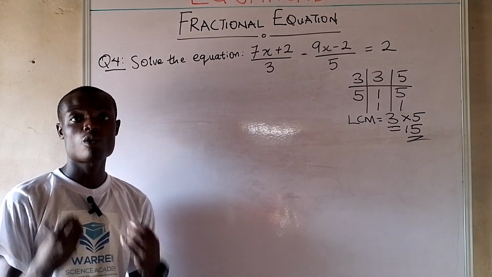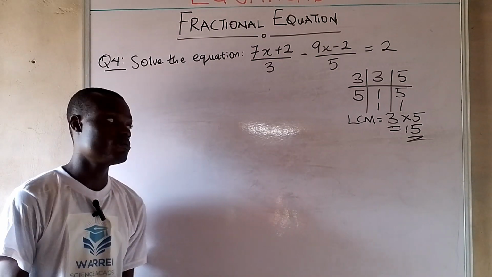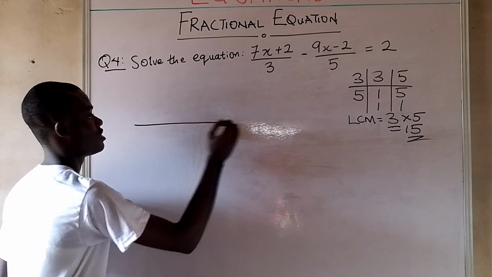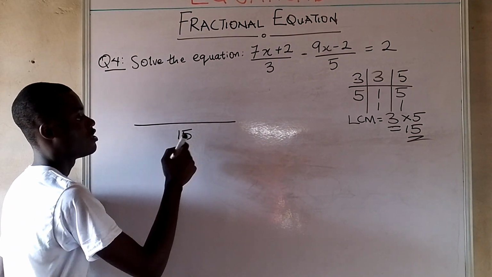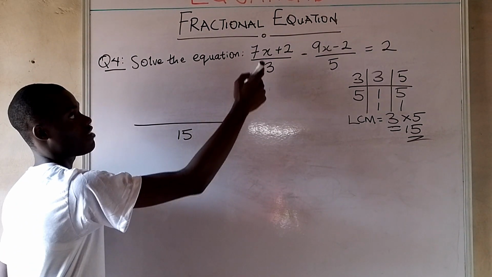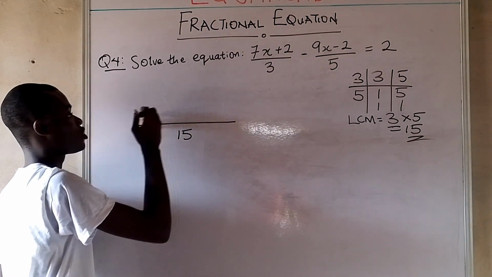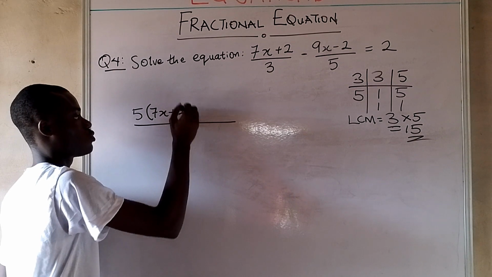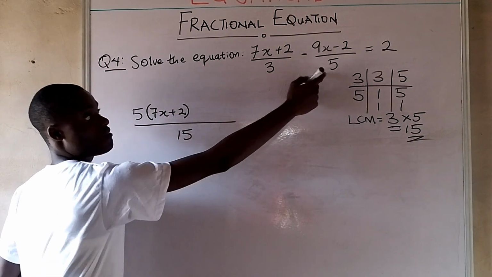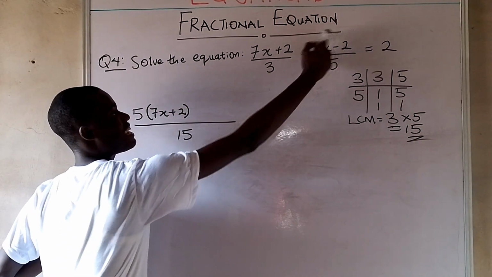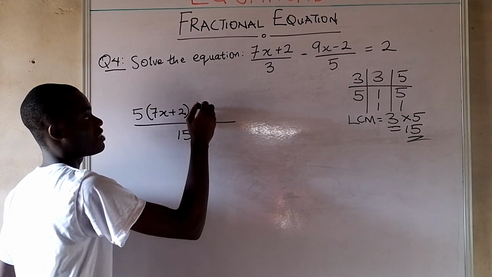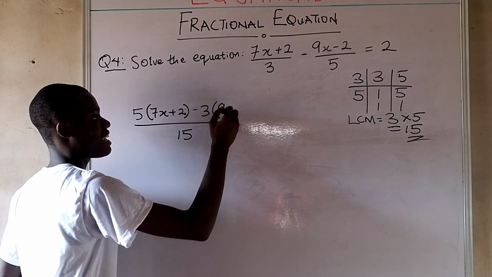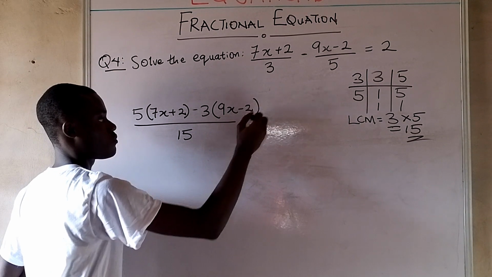So 15 will become a common denominator, or the new denominator. So I'm going to have it as 15. 15 divided by 2 is 5. Now 5 multiply this entire numerator. So I have it as 5 into 7x plus 2. 15 divided by 5 is 3. 3 multiply this entire numerator. So I'm going to have that minus 3 times 9x minus 2.